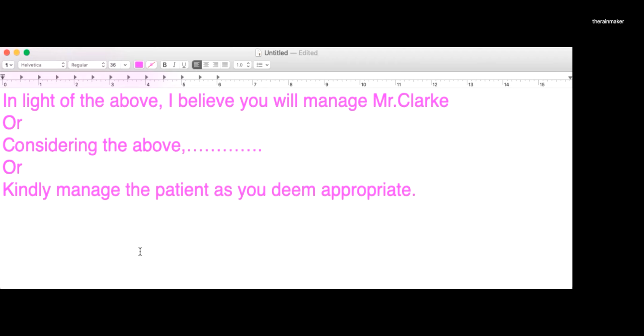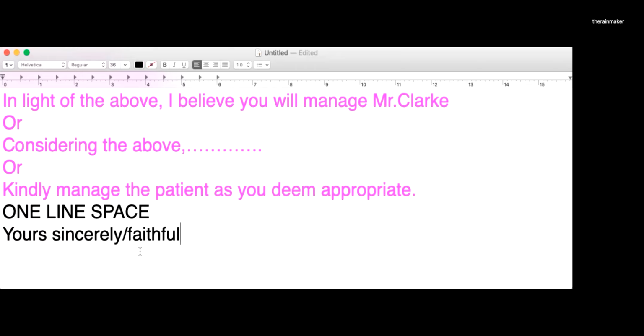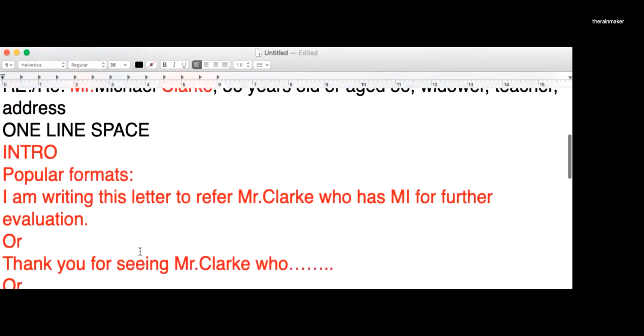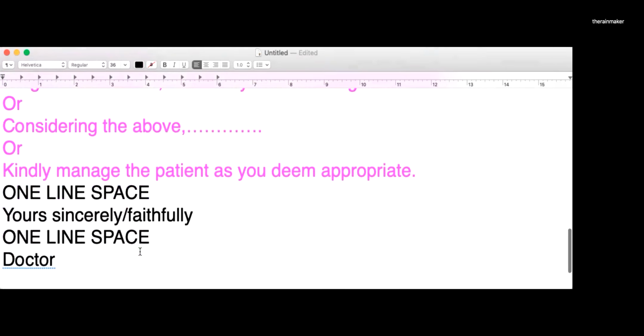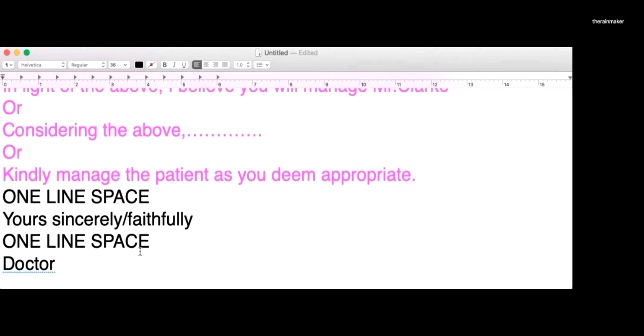Done. After that, we have our old friend back. No counting from now on. After that, you have yours sincerely or faithfully. Again, we have our old friend back, and then you write doctor. Done. So the counting begins from the red zone and ends at the pink zone, and whatever you write doesn't matter.